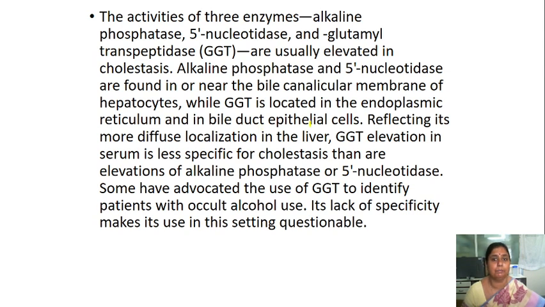Okay, are you getting the point? Here, alkaline phosphatase and 5-nucleotidases are in the bile canalicular membrane of the hepatocyte. So, the bile canalicular membrane is made up of the hepatocyte. Okay, and while GGT is in the endoplasmic reticulum of the bile duct epithelial cell, reflecting its more diffuse localization in the liver.